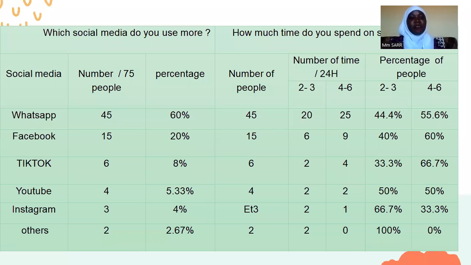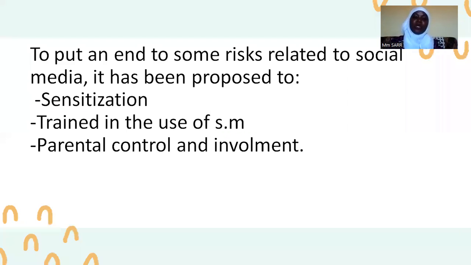And here we have the social media which they use and how much time they spend on it. Here, the most used is WhatsApp. Its percentage is 60%. And here, the number of people using WhatsApp is 55.6%, which outnumbers the other social networks like TikTok and the others. So this is what students did. They took the information collected in order to transform it into a table. We can collect them and transform them into diagrams.